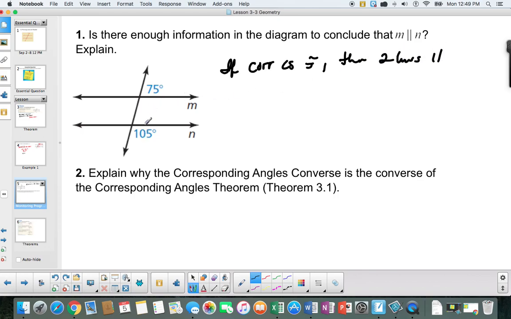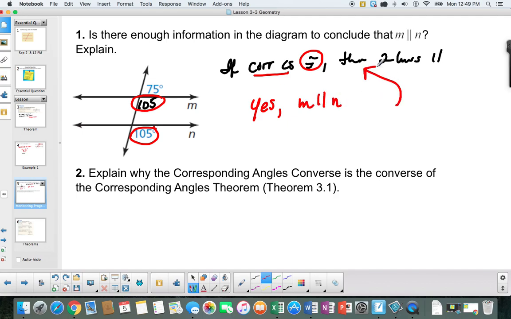Now, these aren't corresponding angles, but I know that if this is 75, this is 105. This is a linear pair, and a linear pair are supplementary. And now I have this angle and this angle, and these are corresponding angles, and they also happen to be congruent. So the answer is yes, m is parallel to n. And what's the explanation? Well, we've satisfied this theorem.